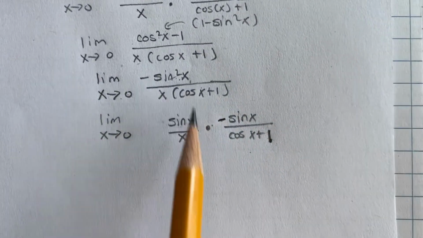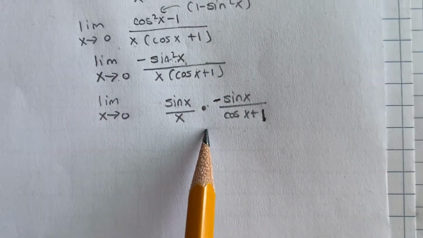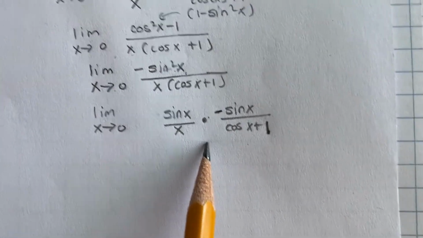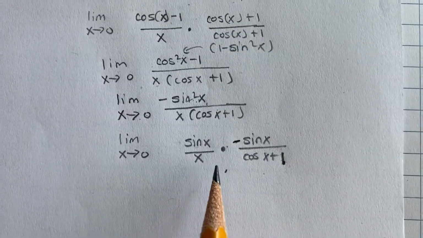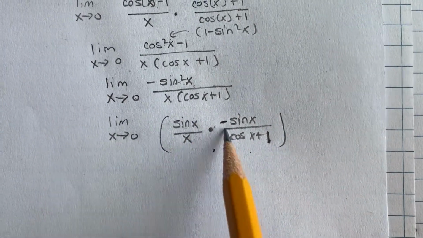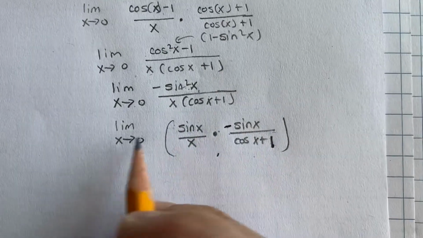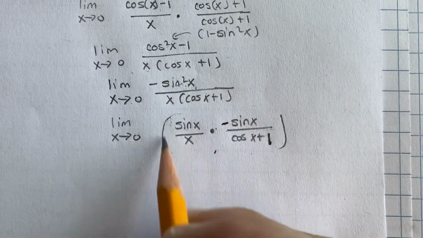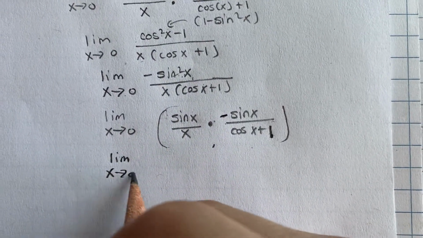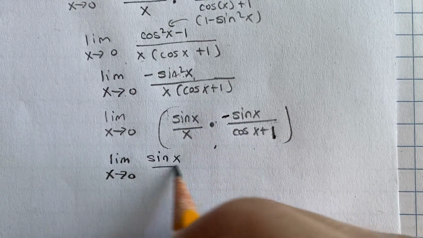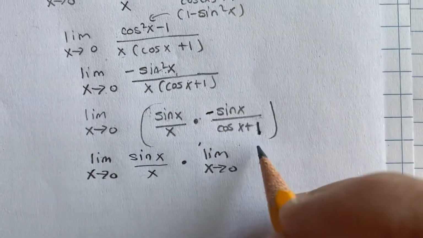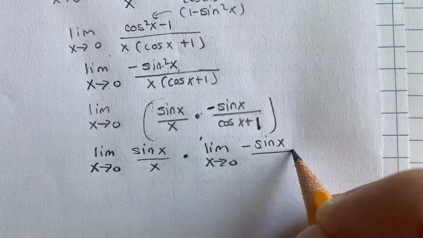Convince yourself this is the same as this. Now you're going to use a limit property. It's on page 755 in your textbook. There are, I believe, 5 properties. You're going to use the product rule, which basically states that the limit of the product is the product of the limits, meaning you can take the limit of this factor and the limit of this factor individually. So the limit as x approaches 0 of sine x over x, again on page 755 of your textbook, times the limit as x approaches 0 of negative sine x over cosine of x plus 1.